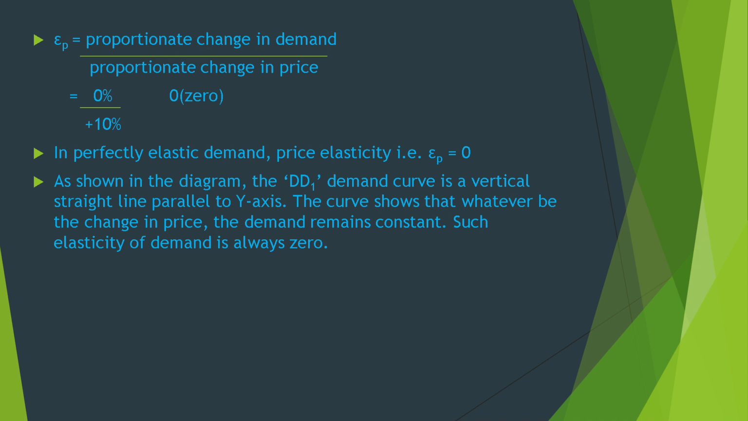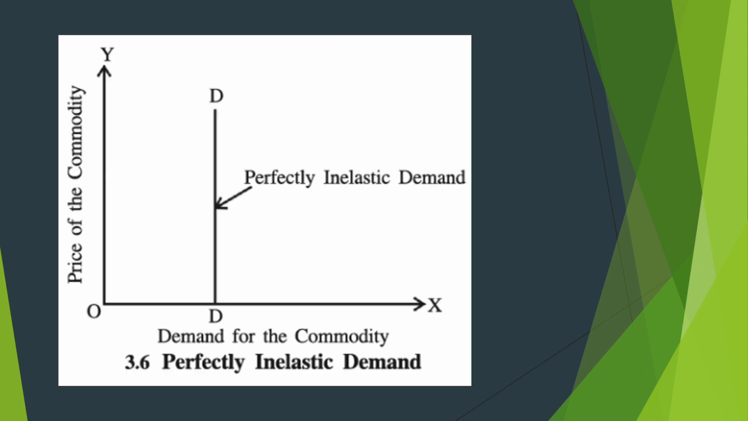In perfectly inelastic demand, price elasticity, that is EP, equals 0. As shown in the diagram, the DD1 demand curve is a vertical straight line parallel to the y-axis. The curve shows that whatever be the change in price, the demand remains constant. Such elasticity of demand is always 0. This is the diagram of perfectly inelastic demand. You have to draw this as well.